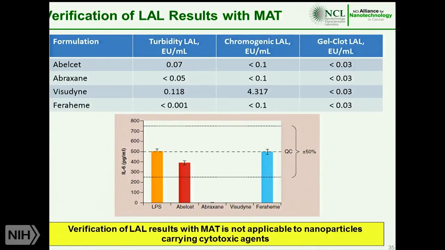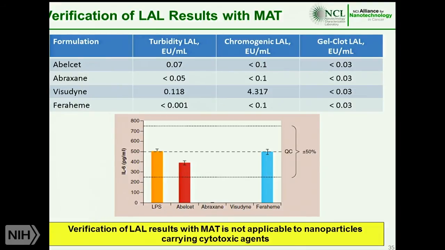But when we use these particles to verify LAL findings with the macrophage activation test, one of the important steps is to see the validity of the test. In this case, we take these particles and we deliberately spike them with endotoxin at known concentrations. And we use this to see whether we can recover this endotoxin, which tells us whether the test provides us valid data. And we see that in the case of Abelcet and Feraheme, the data is reliable because we can recover endotoxin which was spiked into these samples.